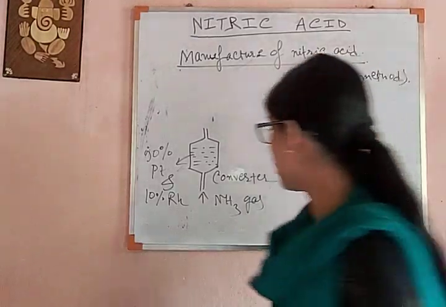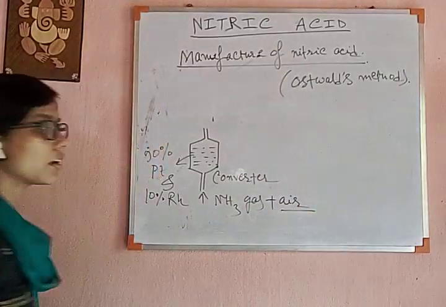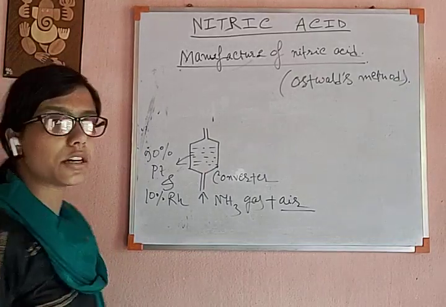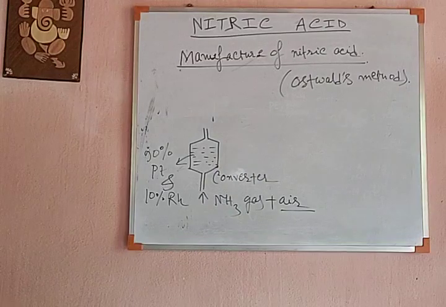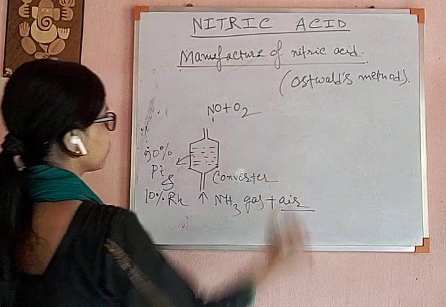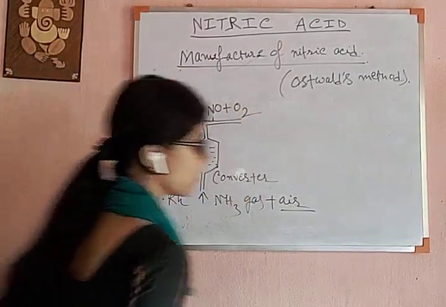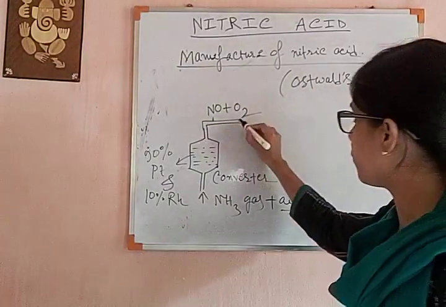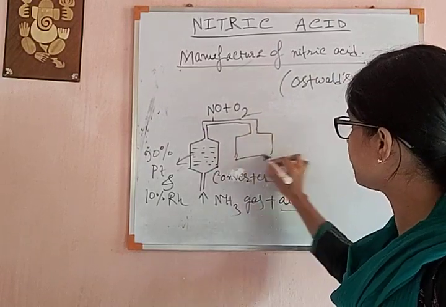We are giving ammonia plus air, and air contains oxygen. So what will be the reaction? Nitric oxide is produced here. Nitric oxide plus oxygen is produced like this, and at first it goes into a cooler.